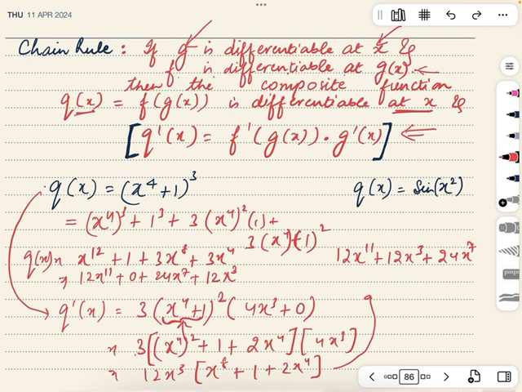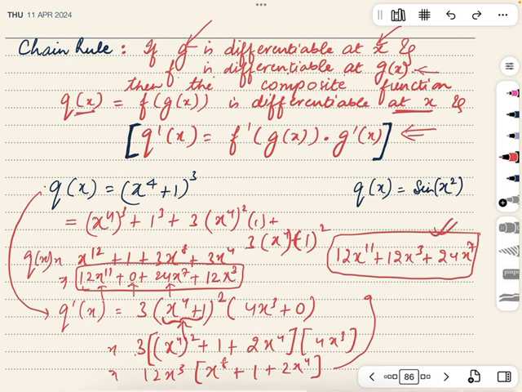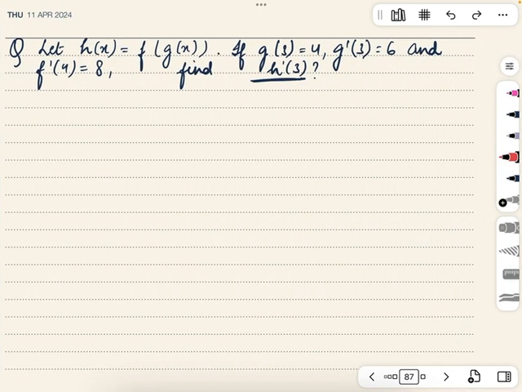So you can see over here, we've got the same function, so we have the same differentiation. 12x to the power of 11 plus 0. I didn't write the 0 purposely. Then 24x to the power of 7 plus 12x to the power of 3. So we got it. That's it. Next is q of x is equal to sine x squared. I'm going to solve it on the next page.